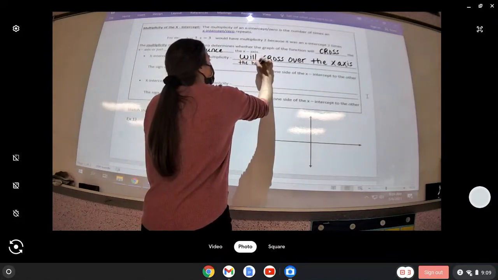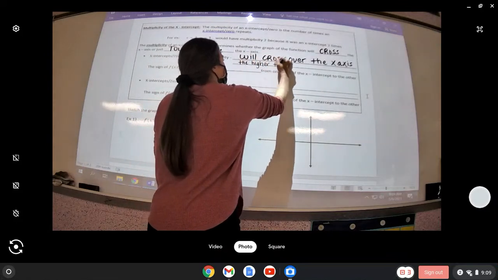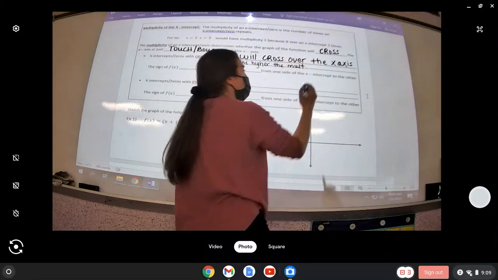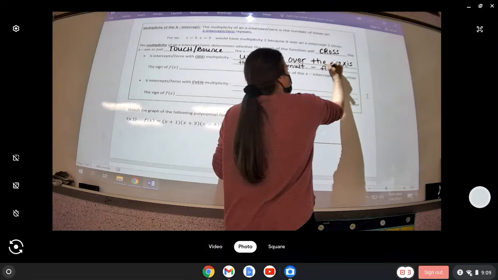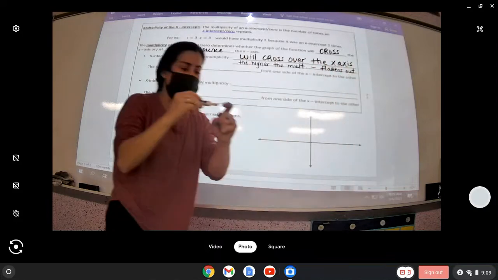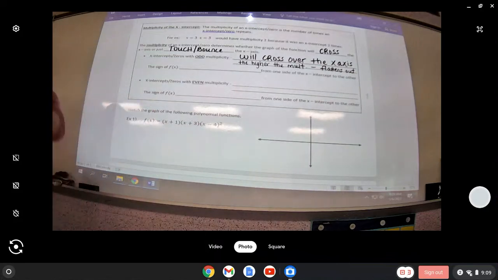The higher the multiplicity, I'm going to abbreviate that, it kind of flattens out. But the good news is it will always cross over. So you don't even have to make it flatten out, and your graph is still going to be correct.